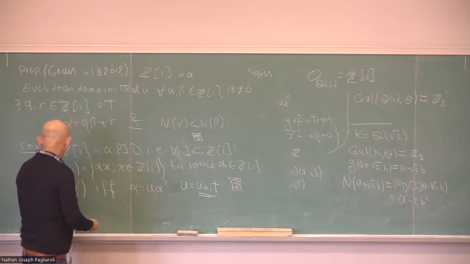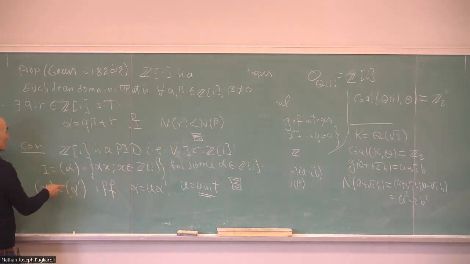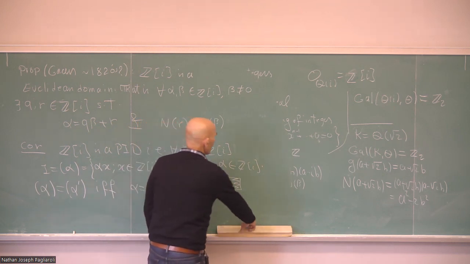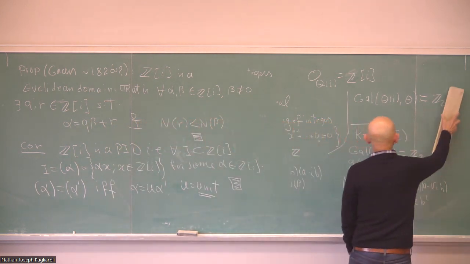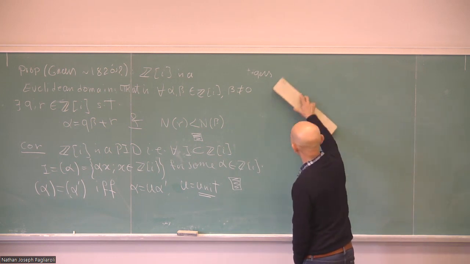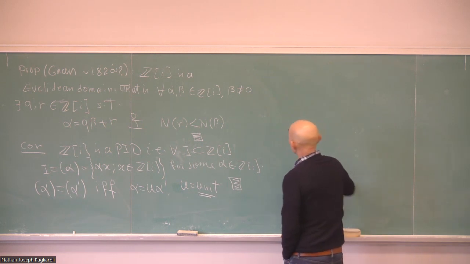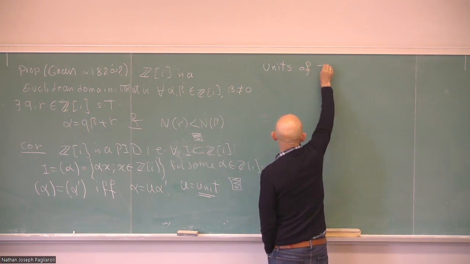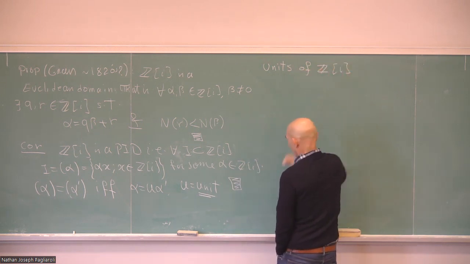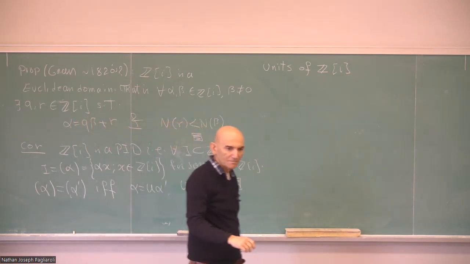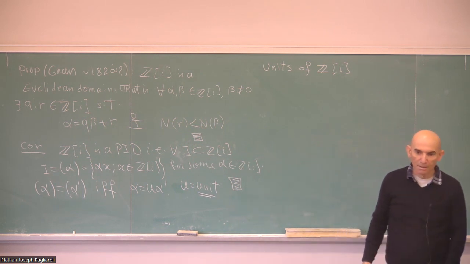So it then kind of propels us to look at the units, the group of units of Z[i]. That's also important. That's going to play an important role for us. So what are the units of Z[i]?